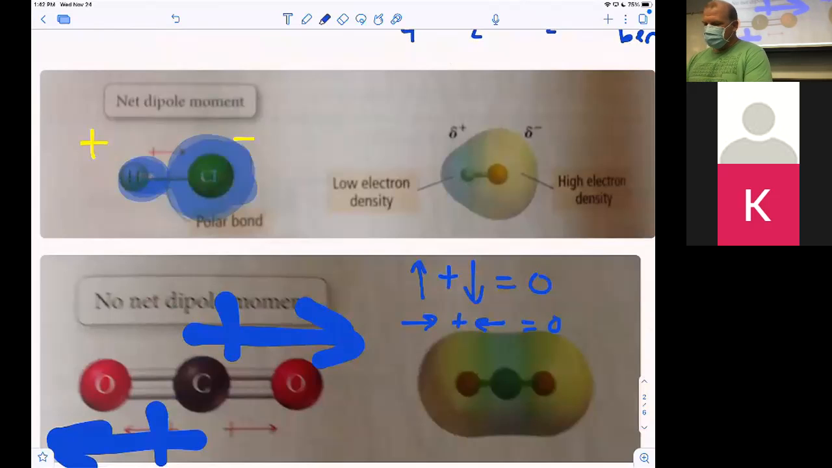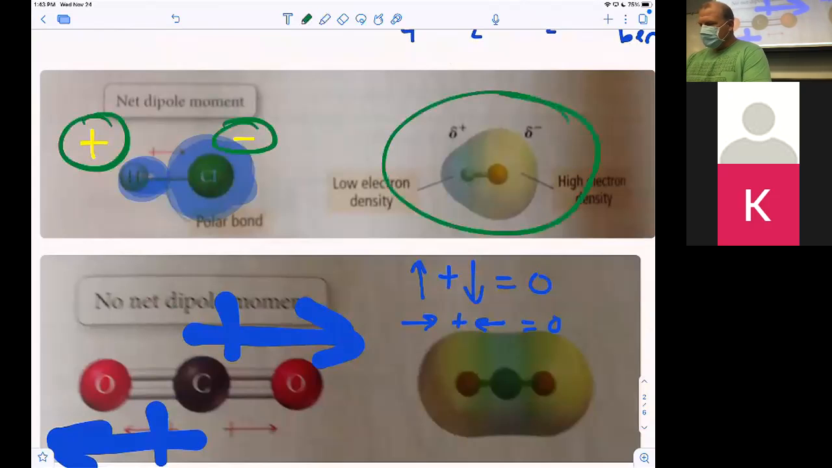And because of that, you have a slight buildup of a negative charge on the chlorine atom, and then that leaves electron-poor hydrogen with a positive charge. And then this whole molecule we call a polar molecule, because there's a separation of charges. So you have a negative end and a positive end.